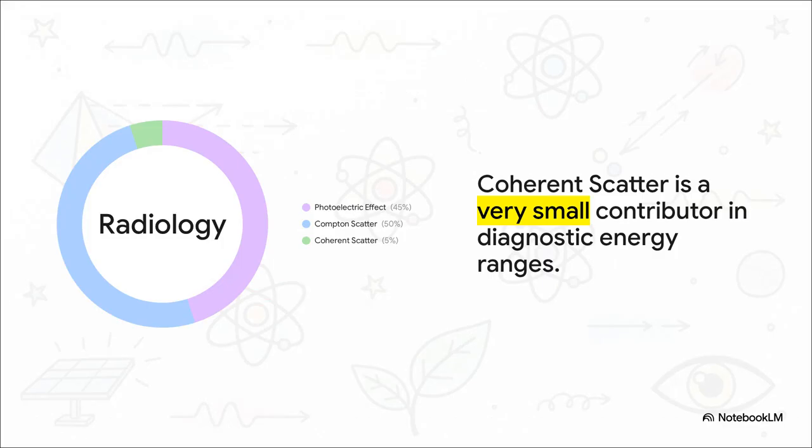So, where do we actually run into these things? Well, pair production, with that 1.02 MeV requirement, is way outside the energy range of diagnostic radiation. You just don't see it. It's really only important in things like radiation therapy, which uses much higher energies.